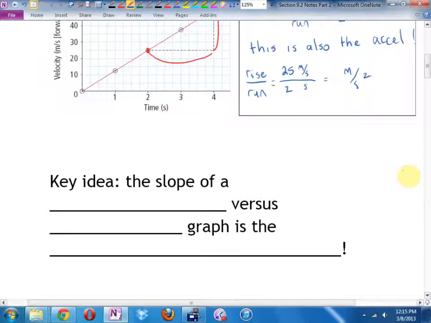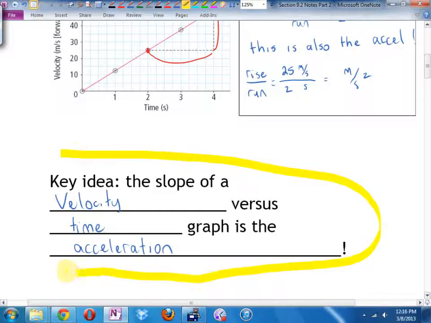Here is our key idea. The slope of a velocity versus time graph is the acceleration. This is what I want you, Kenzie, to come out of this lesson with. And all we're going to do for the next few minutes is try and find different ways to apply this.